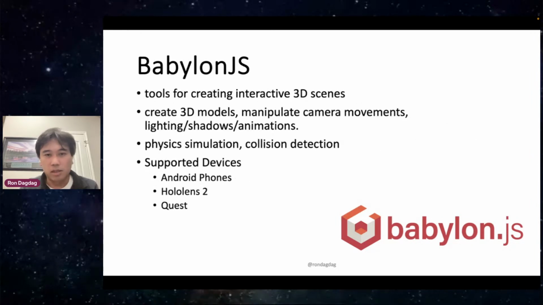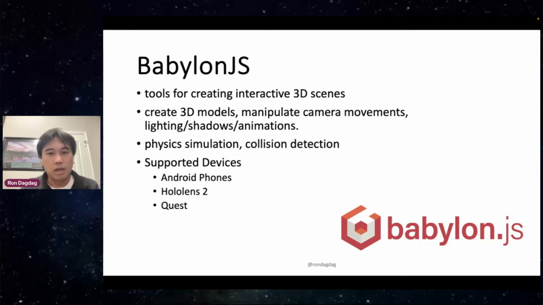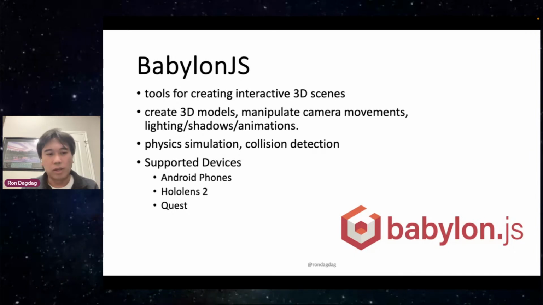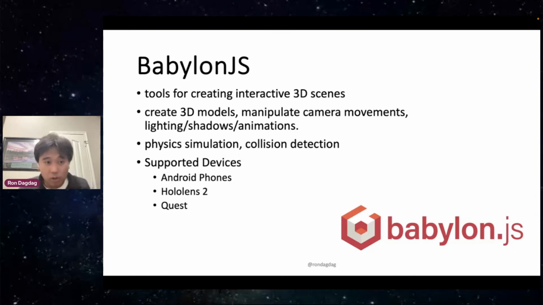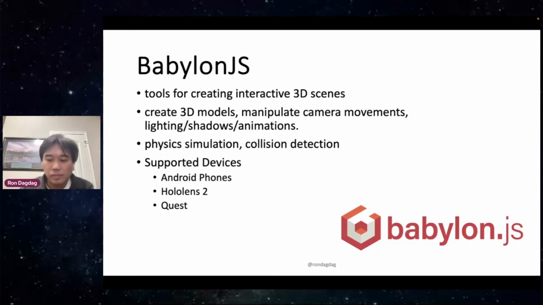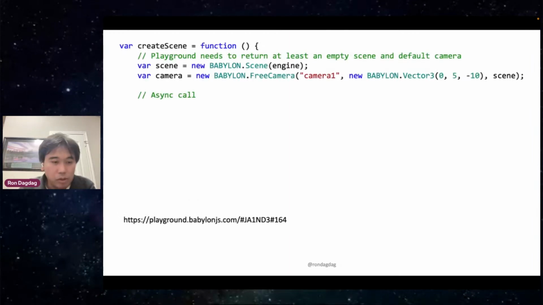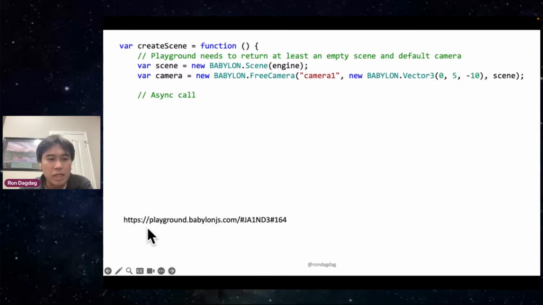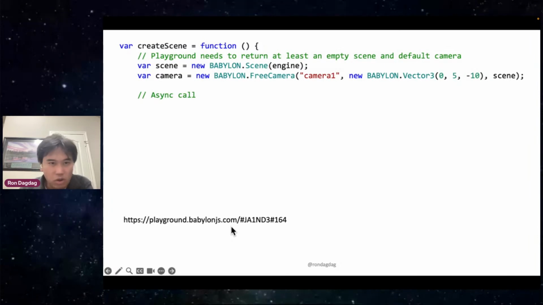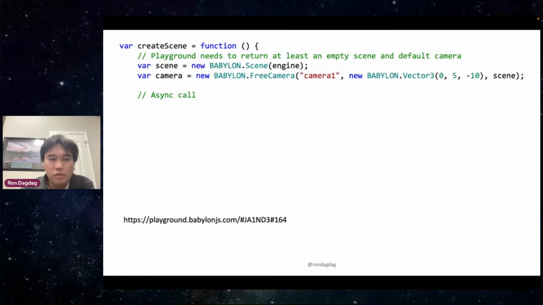Babylon.js has a lot of different tools to create 3D scenes, 3D models, to manipulate camera movements, physics, simulation, collision detection, and all that. It does support Android phones, HoloLens, Quest out of the box. So this is a good example. It has its own playground, and if you go to playground.babylonjs.com, it gives you a way to start experimenting if you want to try it out. But it is in JavaScript.